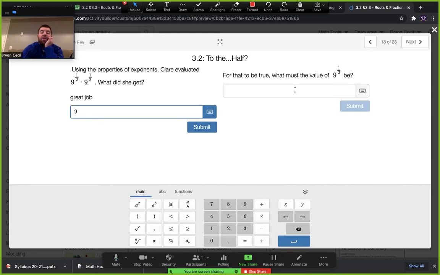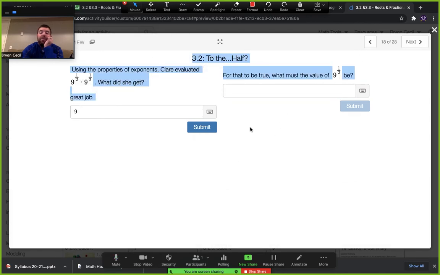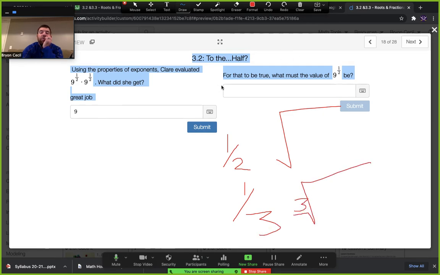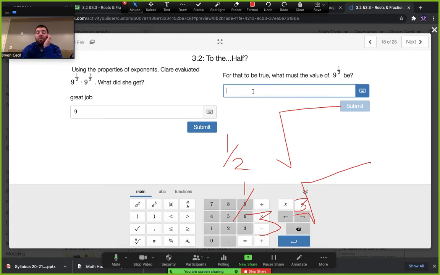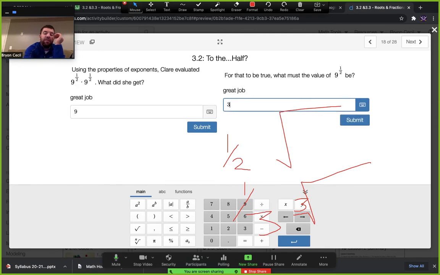Well, remember, 1/2, let's write this down. 1/2 is the same as writing a square root. 1/3 is the same as writing a cube root. So don't get fickle when you see 1/2 as an exponent. So 9 to the 1/2. In other words, what's the square root of 9? The square root of 9 is 3.